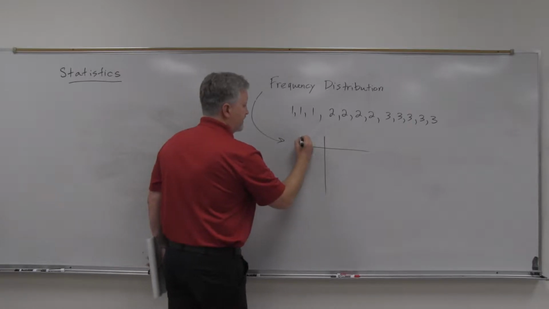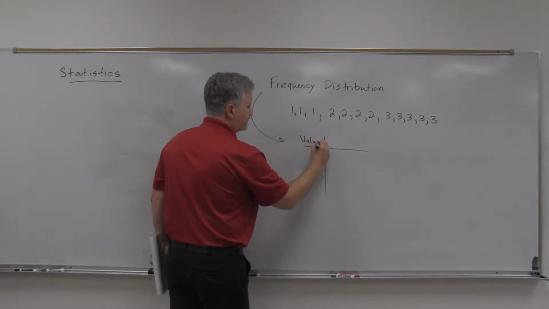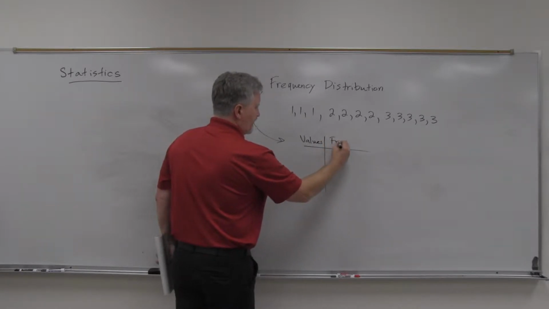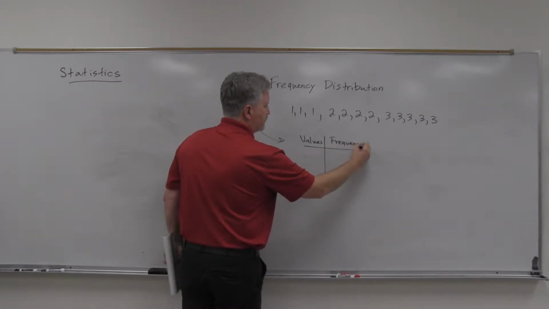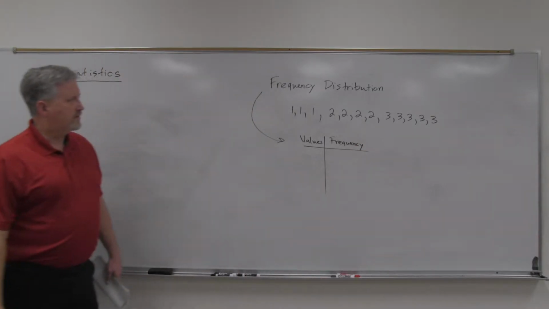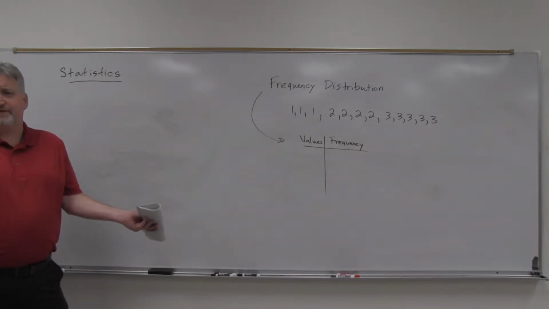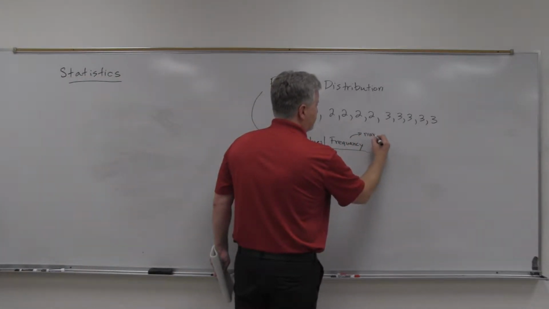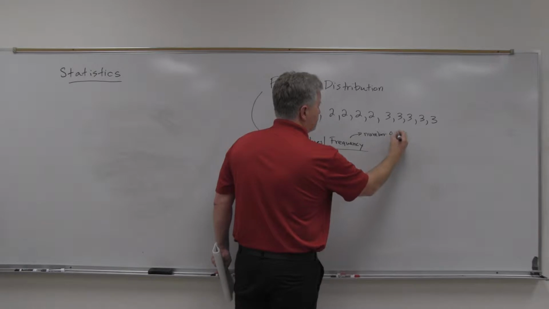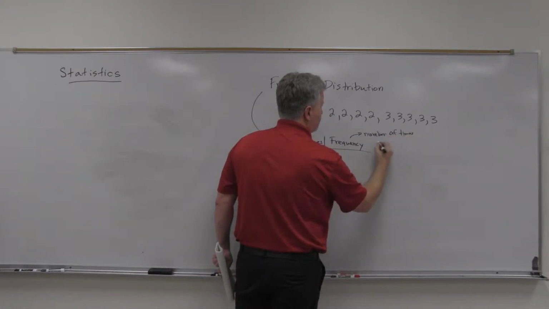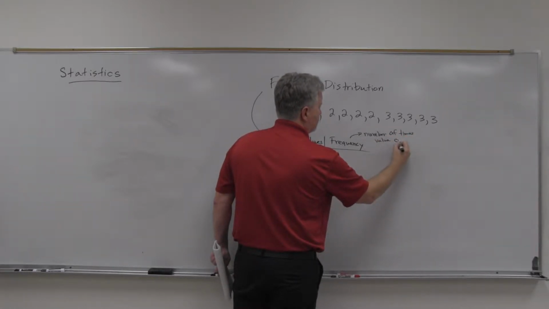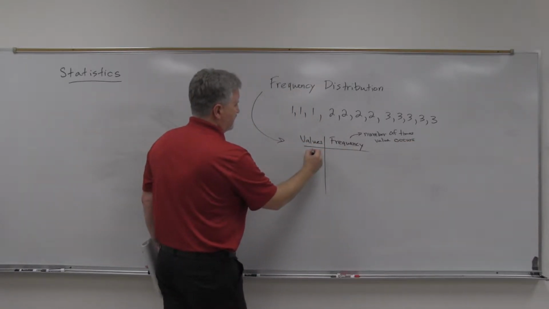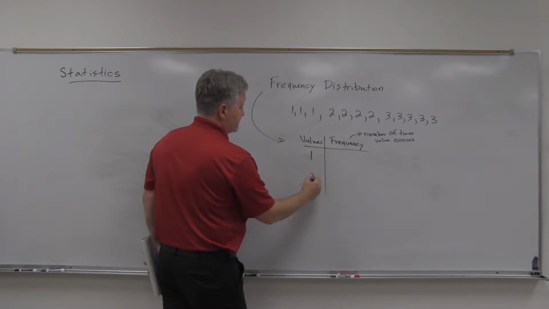in the table is you put the values usually over here on the left, and then the frequency over on the right. And by frequency, all that means is the number of times that value occurs in your distribution here. And so in this case, as far as values go, I've got 1s, 2s, and 3s.